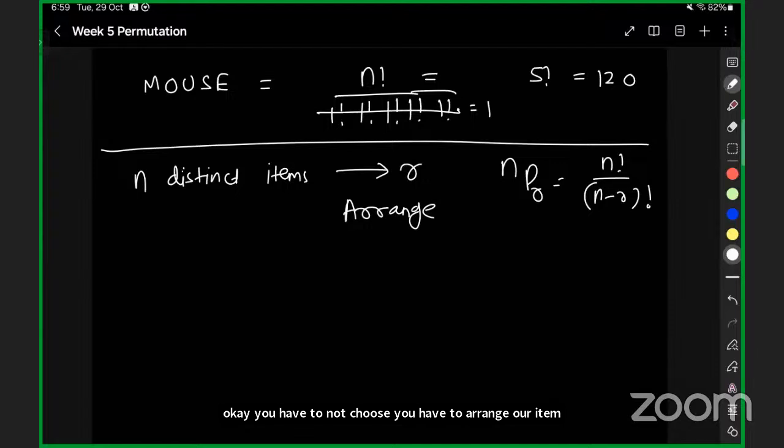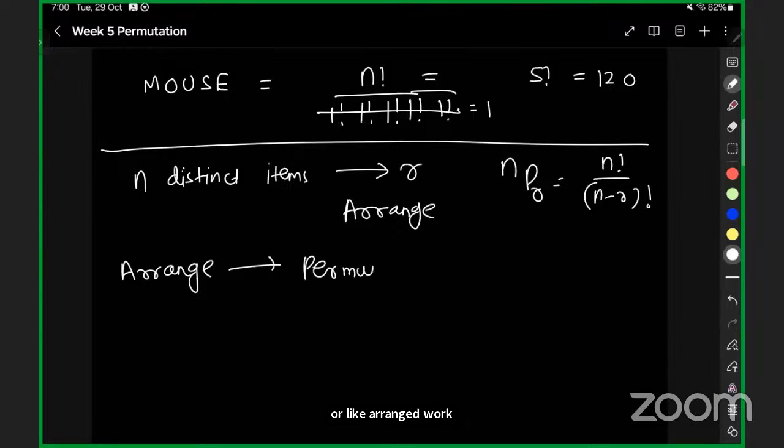And we call it permutation only. So the number of permutations of r objects out of n is this way, right? So whenever you hear the word arrange, choose permutation. Okay, whenever you hear the word choose, that will come later, so that is combination.